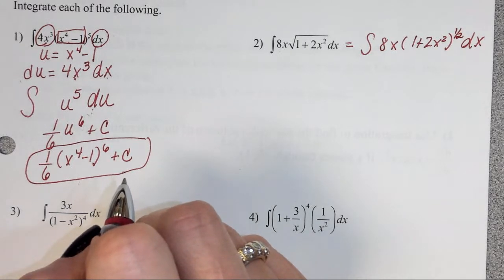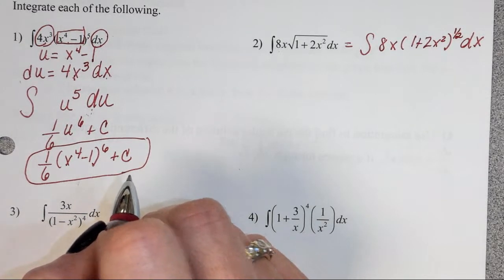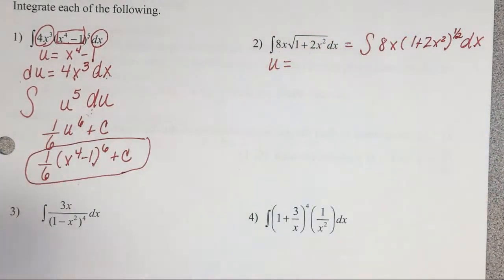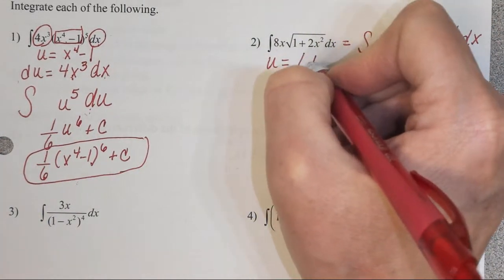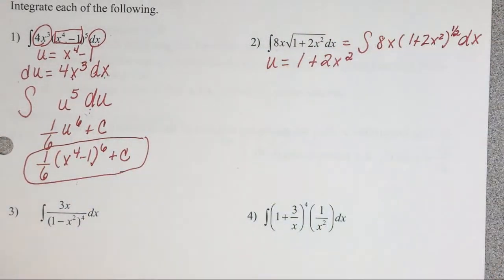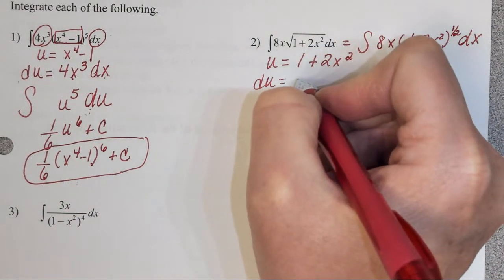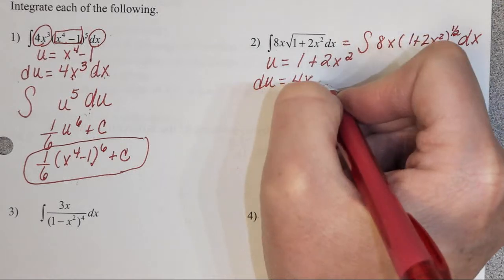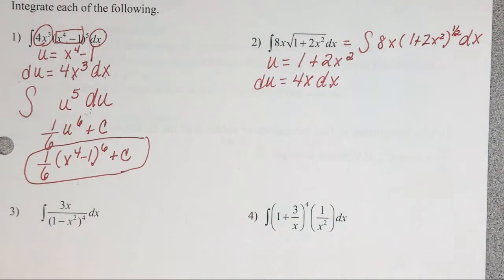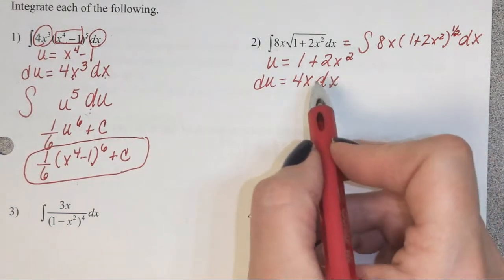Now, 99% of the time, u is whatever's inside of parentheses. So what are we going to let u equal? Right, u is going to be 1 plus 2x squared. And now we have to take the derivative of that. Gage, what's the derivative of that? 4x. And then what did I say to put after it? dx.